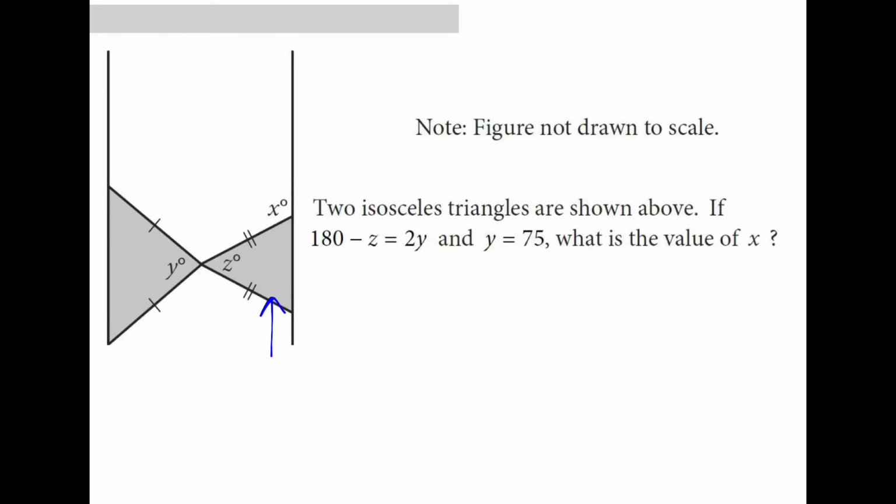This is an isosceles triangle. The base angles are the same. So 180 minus z is equal to 2y, and that tells us that this is y and this is y. So if one of these is 75, there's a linear pair. So we take 180 minus 75, and we get an answer of 105.